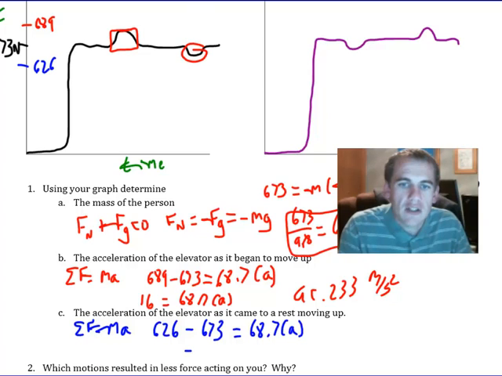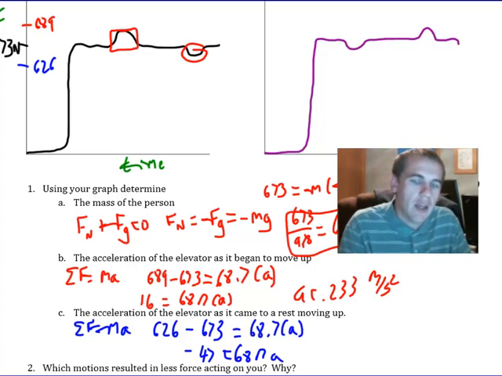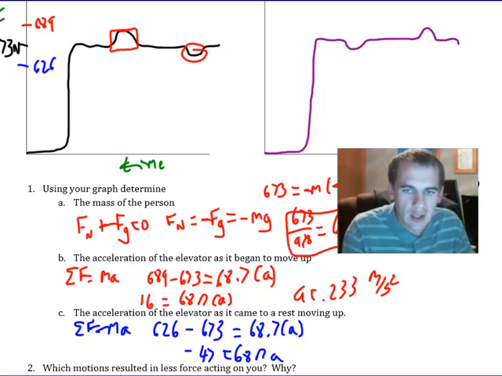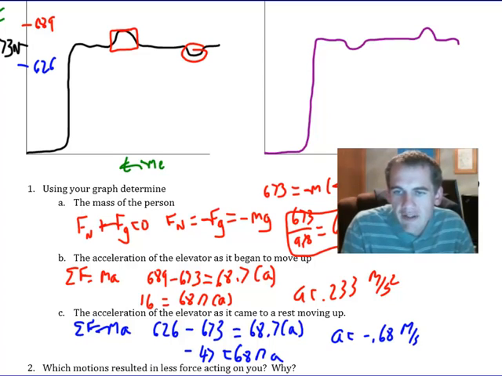Okay, and so now we get negative 47 equals 68.7 A. And if we do that math, 47 divided by 68.7 equals negative 0.68. Okay? So our acceleration is negative 0.68 meters per second per second. Okay? They're not exactly the same. Is that okay? Sure, it's okay. It just means the elevator might come to a rest more abruptly than it starts out.